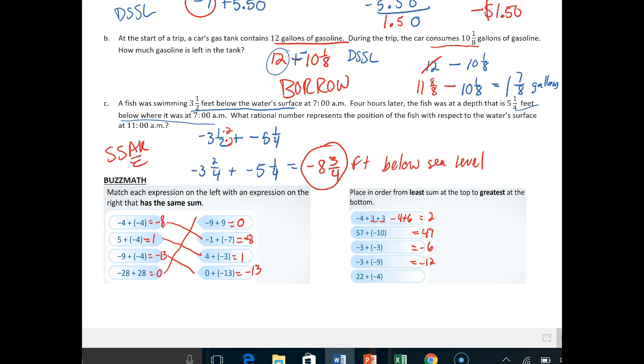That does not equal 26 or negative 26. That equals positive 18. So least to greatest, that means the most negatives at the top. So it should go negative 12, negative 6, 2, 18, 47.